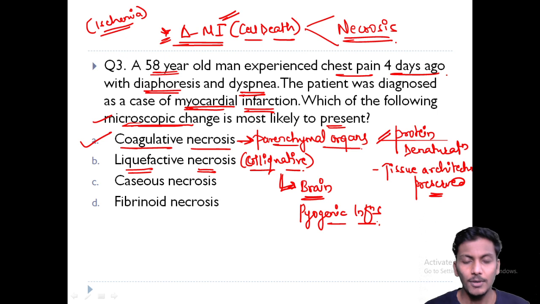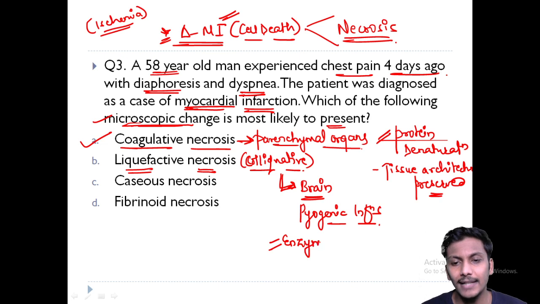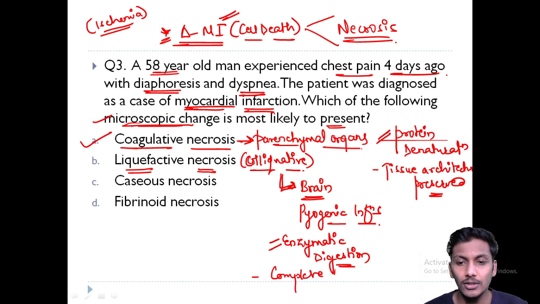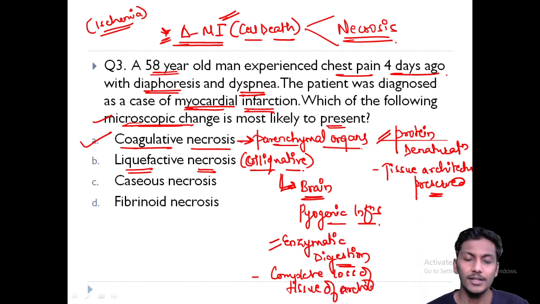What is the mechanism of liquefactive necrosis? The mechanism of liquefactive necrosis is enzymatic digestion. So please remember, liquefactive necrosis usually occurs with the help of enzymatic digestion. And one more important point, there is complete loss of tissue architecture in cases of liquefactive or colliquative necrosis. Tissue architecture is completely lost.